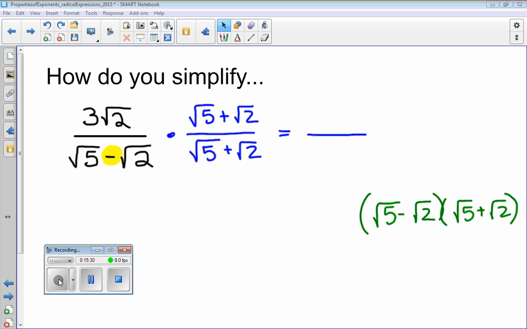Radical 3. Not radical 3. The answer is 3. But we could distribute and simplify and get that to be the same thing. So the denominator here is simply 3. How do I multiply the numerator? Well, I have to use a keyword.